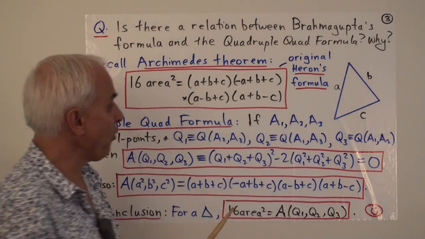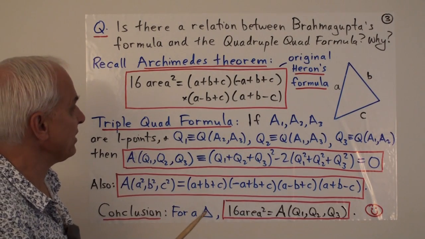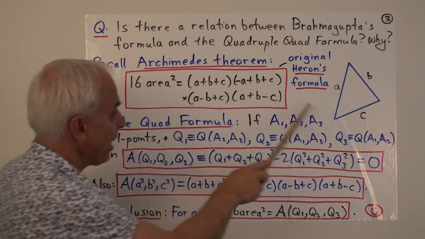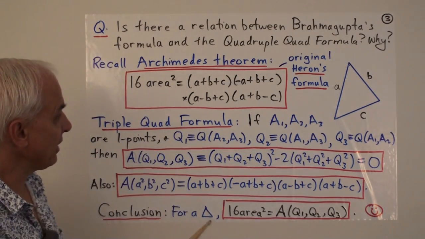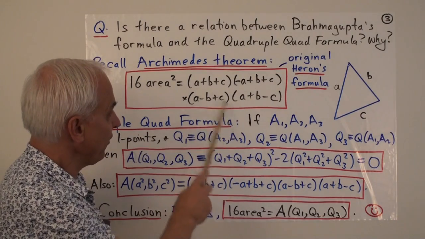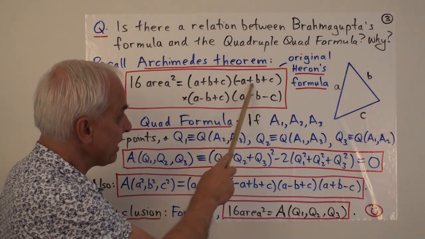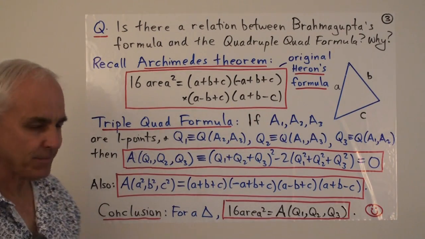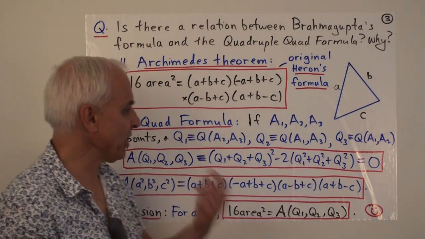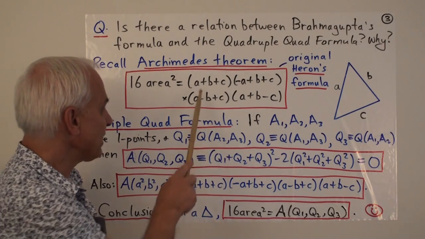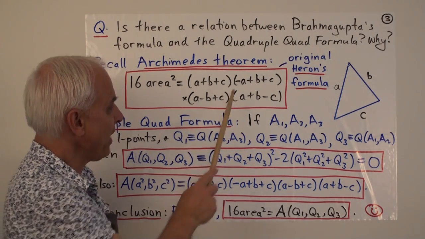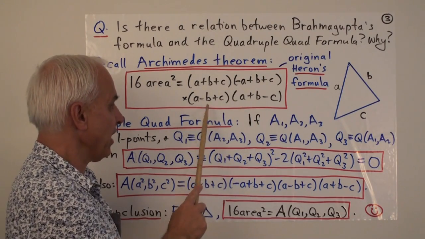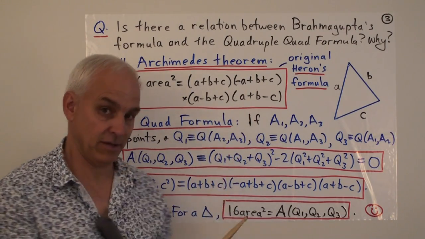So Heron's original formula can be rewritten by squaring both sides, essentially, to the following form. That 16 times the square of the area of this triangle is given by the product of 4 things: A plus B plus C, minus A plus B plus C, A minus B plus C, and A plus B minus C. A similar kind of expression to what we were just looking at for the Brahmagupta, except here we start with A plus B plus C, and then we multiply by the 3 different ways of modifying this one by adding a minus sign either in front of A, in front of B, or in front of C.